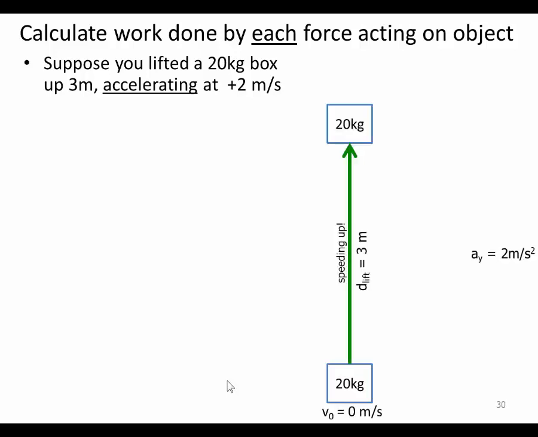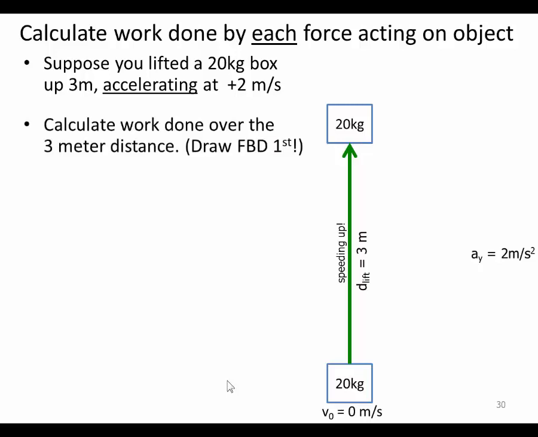In the second case, we're going to take that box, rather than lifting it at a constant velocity moving upward, and accelerate it. So we're going to take a 20 kilogram box, move it up 3 meters, and accelerate it at 2 meters per second squared, starting from 0 meters per second. So we are speeding up.